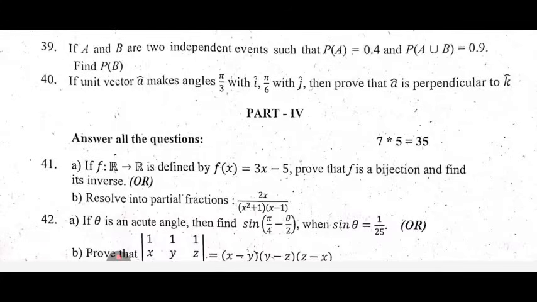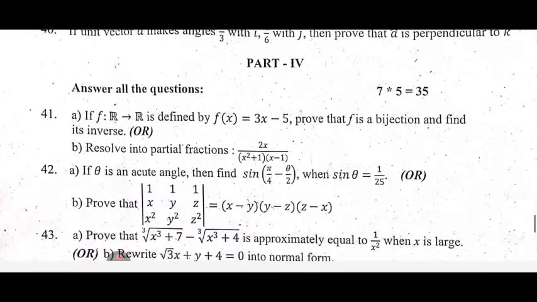40, if unit vector a makes angles π/3 with i vector, π/6 with j vector, then prove that a vector is perpendicular to k vector. Part 4. Answer all the questions. 5 marks, attend 7 questions, total 35 marks.